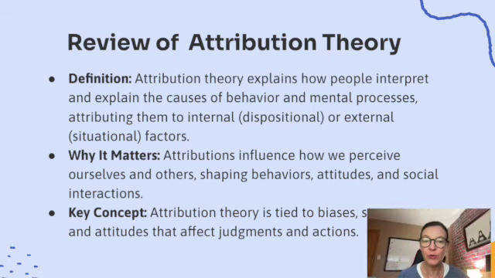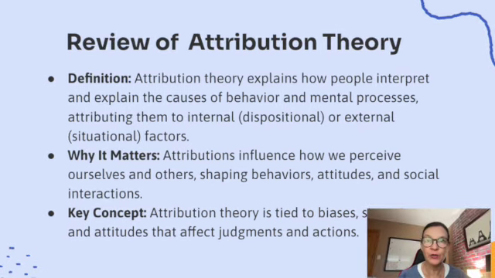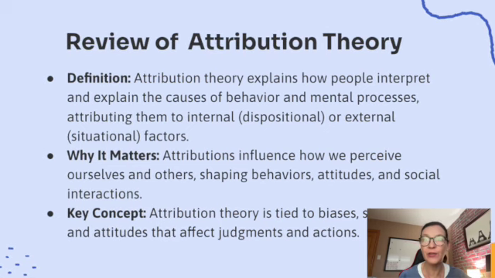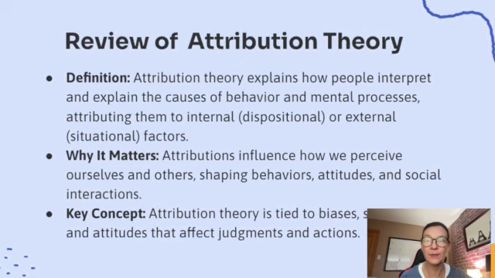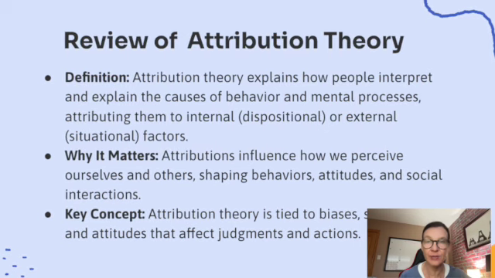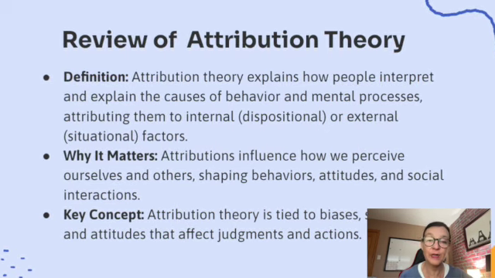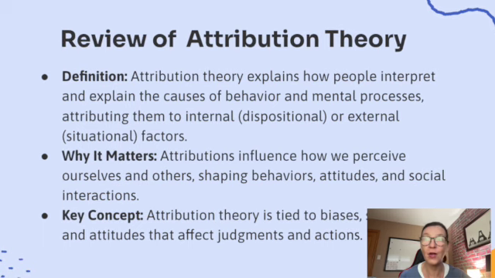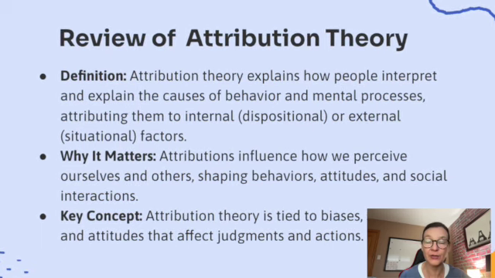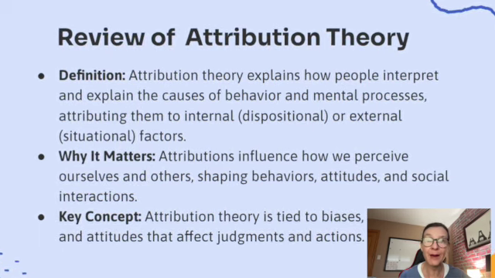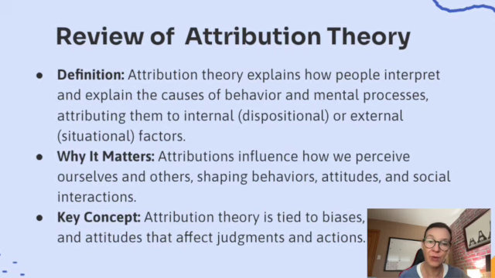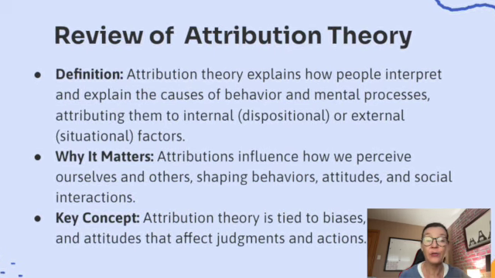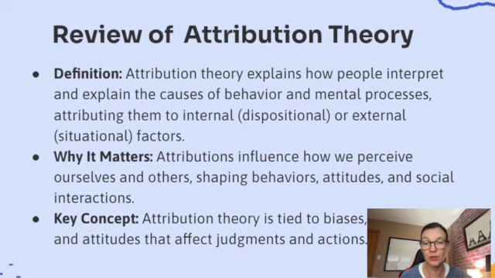Before we dive into it, we're just going to do a little review of attribution theory, which we looked at in 4.1. Attribution theory explains how people interpret and explain the causes of behavior and mental processes, attributing them to either internal, dispositional, or external, situational factors. And why does that matter? It matters because attributions influence how we perceive ourselves and others, which shapes our behavior, attitudes, and social interactions.